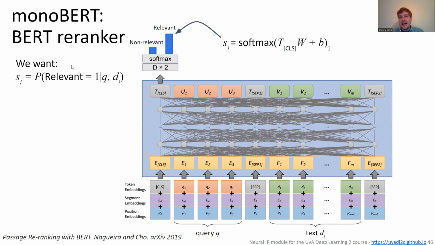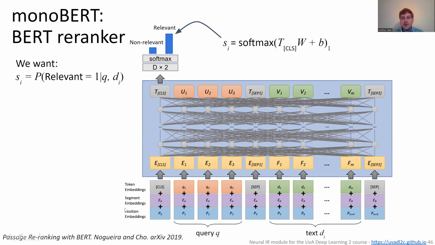So the relevant class doesn't say much in itself. There's nothing we could really do to learn a relevance classifier independent of any query and document. I suppose this would just be something like a spam classifier at best, where we can say some things look like nonsense, but otherwise it's unclear if they're relevant or not. So we want to compute this quantity, probability of relevance given a query and a document.